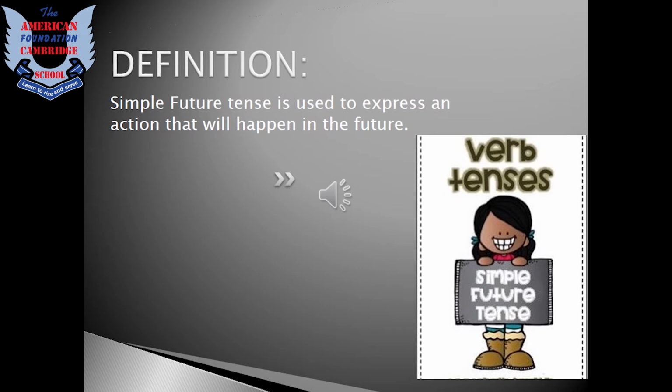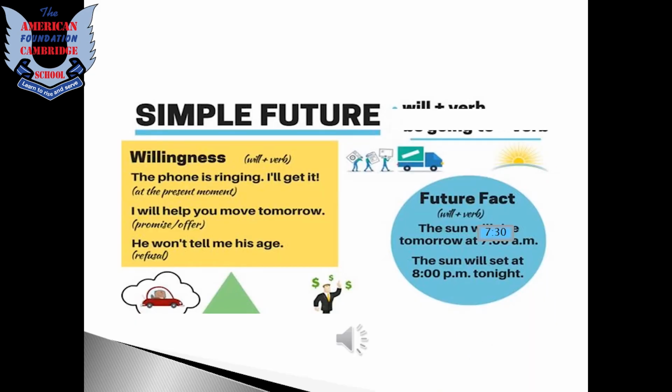Let's look at the definition of the simple future tense. Simple future tense is used to express an action that will happen in the future. Children, as I have told you in the beginning of the lesson, verb tense expresses the time of the action, that when it is happening, whether in present, in future, or it has happened in past. So simple future tense is used to express an action that has not yet happened and that will happen in the future. For determining the simple future, will is used before a verb.